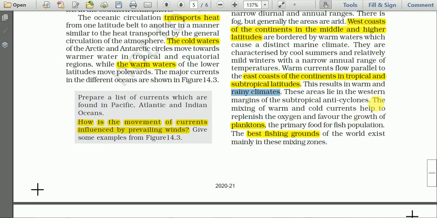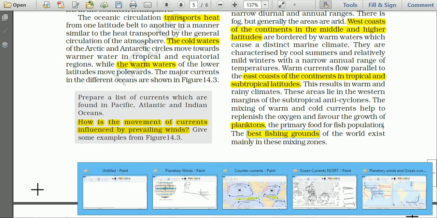And one more thing you have to know: the mixing of warm and cold currents helps to replenish oxygen and favors the growth of plankton. When cold currents and warm currents mix together, it helps to replenish oxygen, and that also favors the growth of plankton, the primary food for fish. Plankton is the food for the fish, and that is why the best fishing grounds of the world exist mainly in the places where warm ocean currents mix with cold ocean currents.